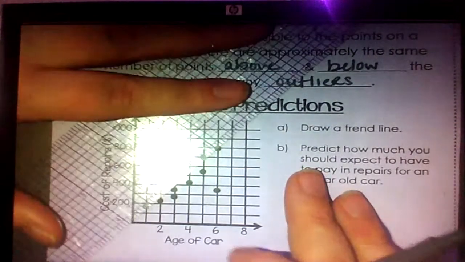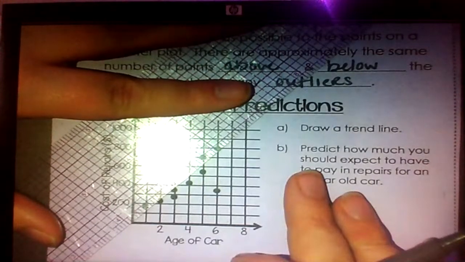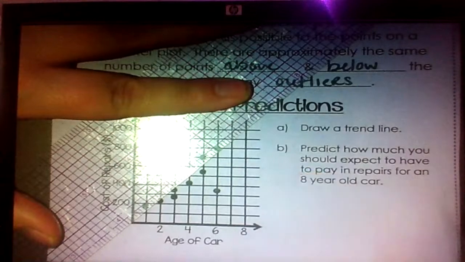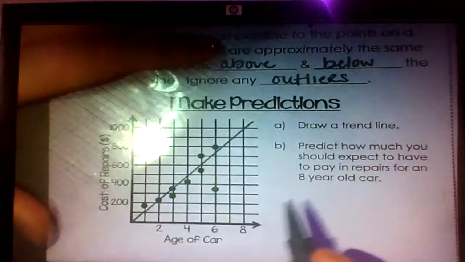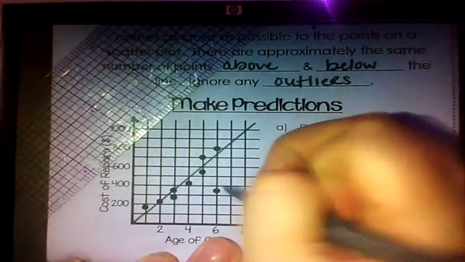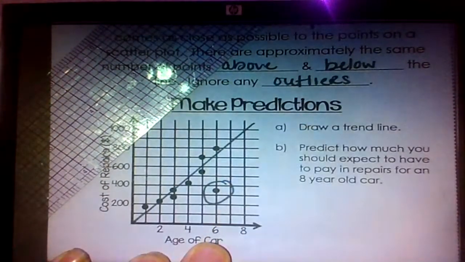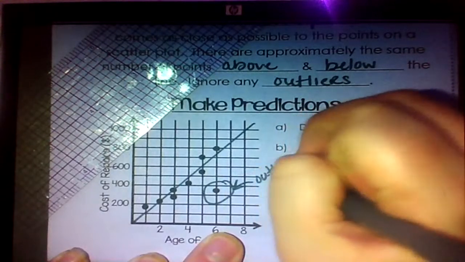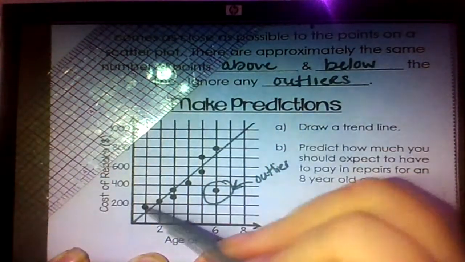So I'm going to draw mine probably right in here, somewhere. Why didn't you just do those 3 dots that actually measure? Because you want to have the same amount of dots above your line as you have below your line, ignoring outliers. So I kind of ignored this dot because this is an outlier. Okay.